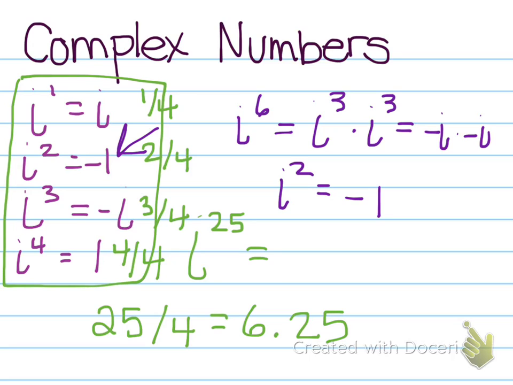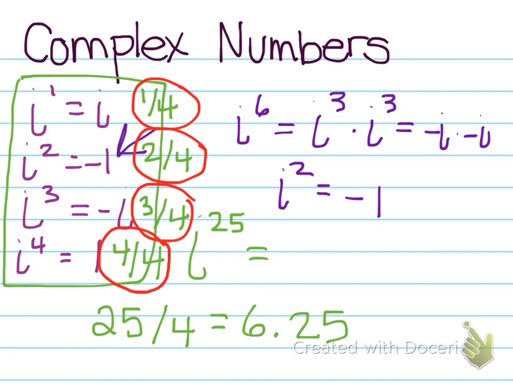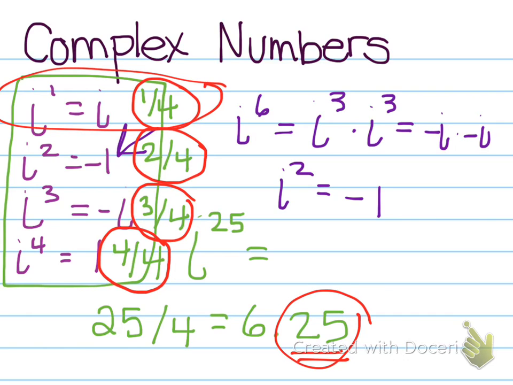If you wrote this as a decimal, you'd have 0.25, then 0.5, 0.75, and this last one is going to be any whole number, because this is 1. It doesn't matter that it goes through the cycle 6 times; it's going to go through the cycle 6 times and then stop at 0.25. So since this is my 0.25, i to the 25 is going to equal i.